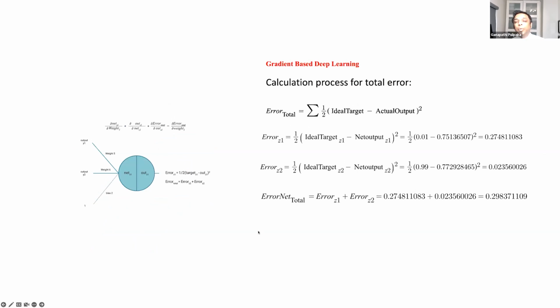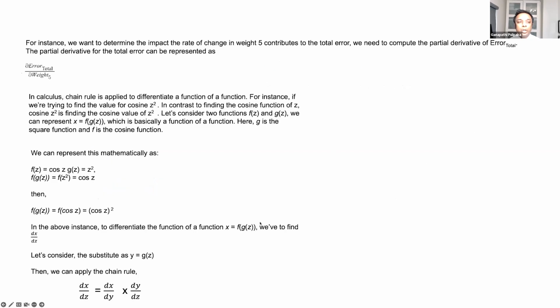So now we're going to compute the calculation process for the total error here. That's going to be the error total equal to sigma 1 by 2 times (ideal target minus actual output) squared. So that gives us the net total error. This is an error we need to reduce and minimize so that we can have a highly accurate result from the neural network.